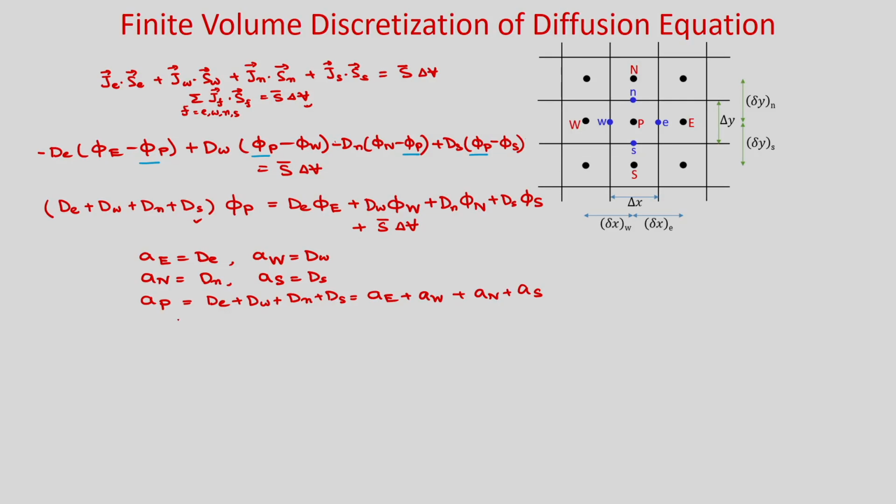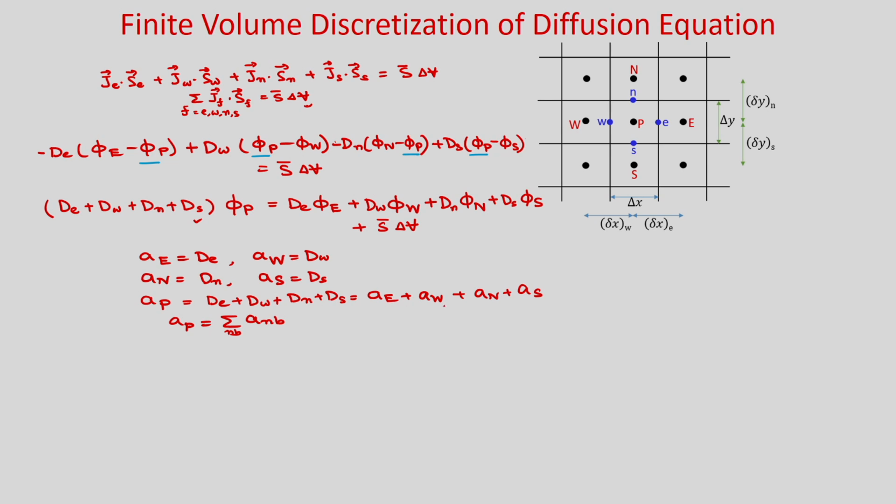So, for this particular discretization you can see the diagonal coefficient a p is equal to the summation of all the neighbor coefficients, that means a e plus a w plus a n plus a s. So, you can sometimes write a p is equal to the summation of a n b, where nb means neighbor.